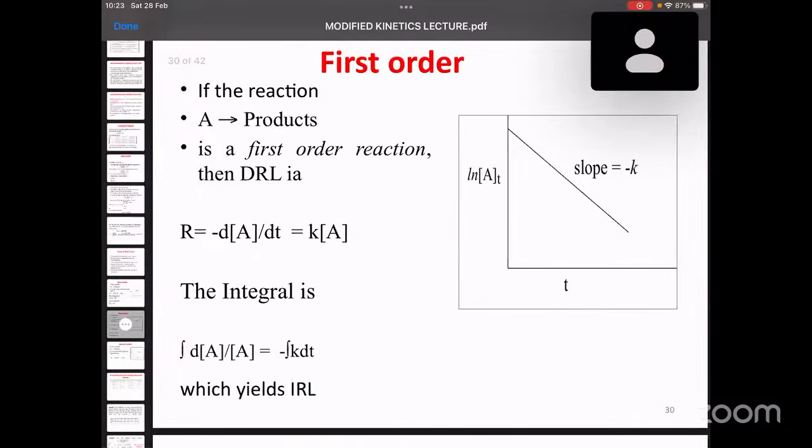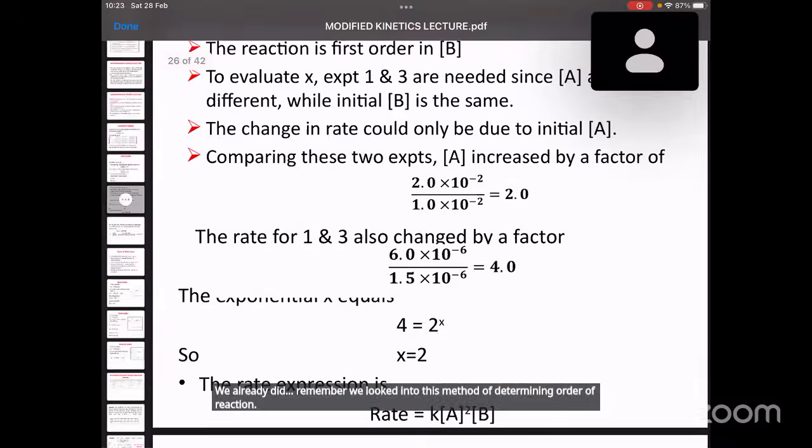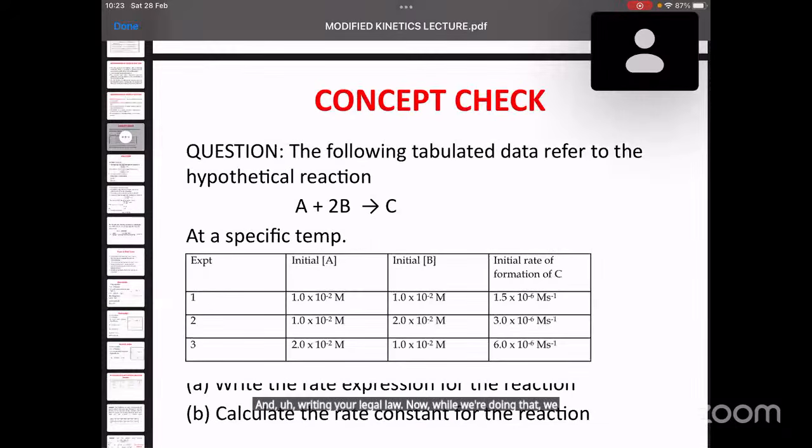Now, for a first order reaction, remember that, so that we don't get confused, we already looked into this method of determining the order of reaction and writing your rate law. While we were doing that, we used this method because we were given concentration rate data. That's why we used the differential rate law, because we had concentration rate data.